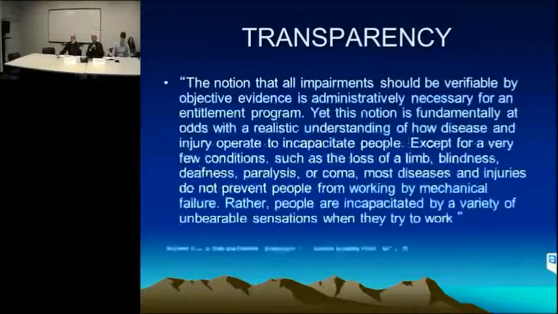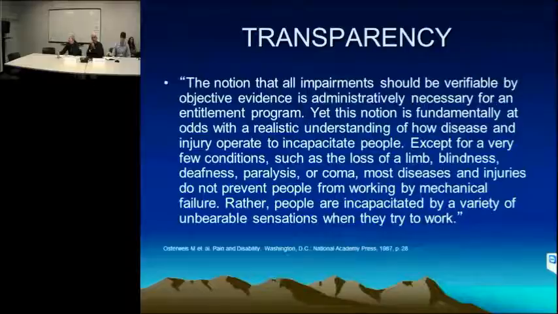Well, let me give you a very nice quote. I think this is from 1986. It was a study of the Social Security system, but Social Security operates by similar rules to workers' comp. And I just like this idea because it frames the dilemma so nicely. So, quote, the notion that all impairments should be verifiable by objective evidence, that is, they should be transparent, is administratively necessary for an entitlement program. Yet this notion is fundamentally at odds with a realistic understanding of how disease and injury operate to incapacitate people.